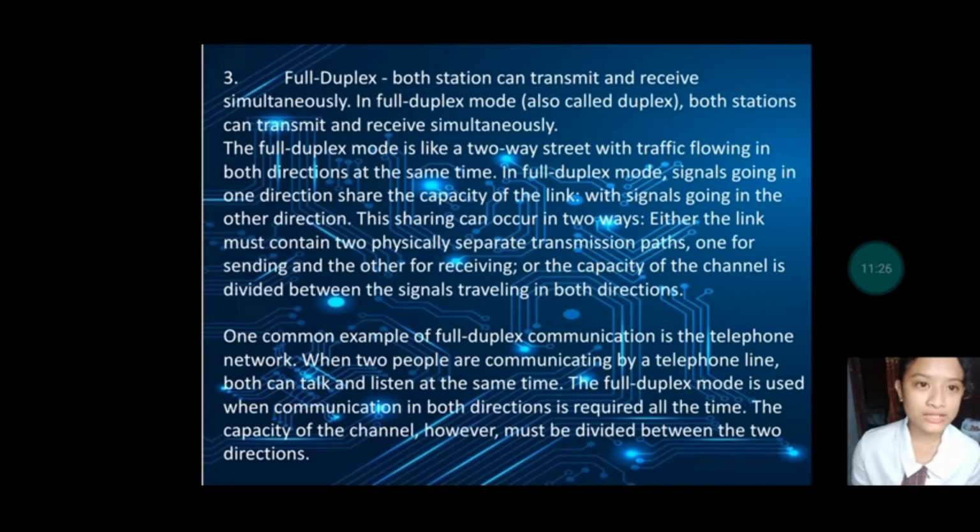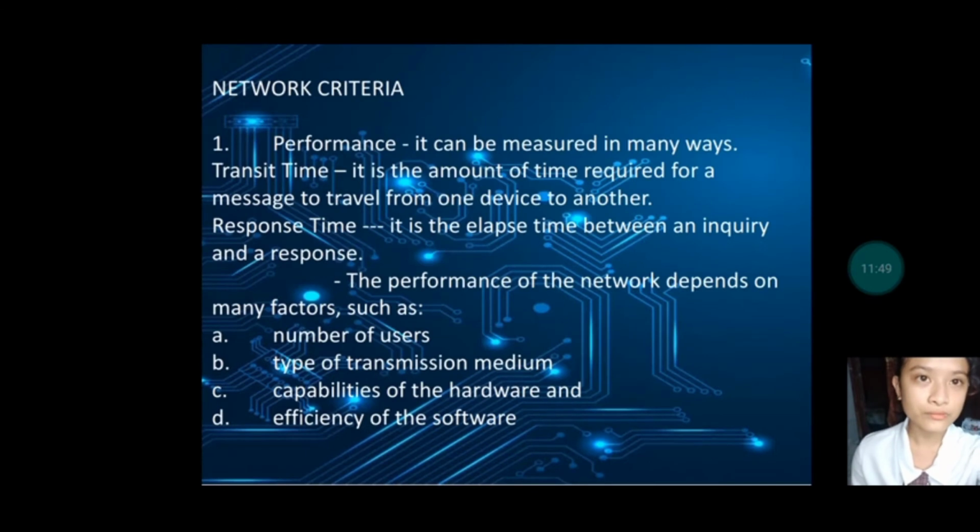One common example of duplex communication is the telephone network. When two people are communicating by a telephone line, both can talk and listen at the same time. The full duplex mode is used when communication in both directions is required all the time. The capacity of the channel, however, must be divided between the two directions.